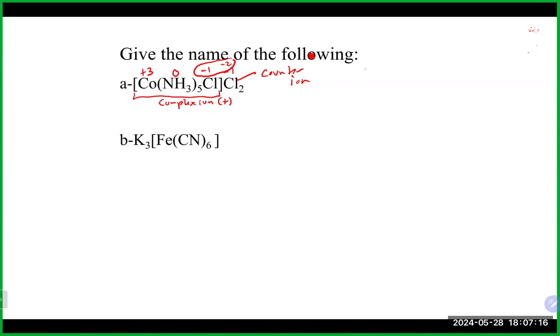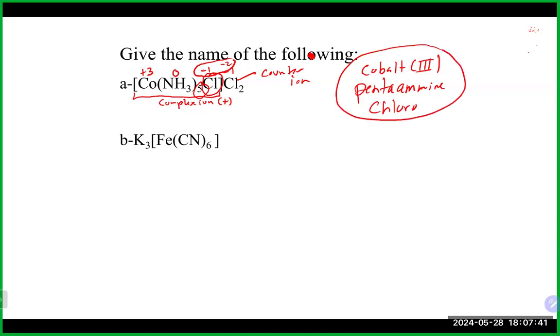In this particular case, then, we could go with cobalt Roman numeral 3 for our metal part, since our complex ion is positive. We do have 5 of the ammonias. 5 is penta, and that is amine for the ammonia. We also have 1 Cl attached, so that is a chloro, and that's pretty much all of the complex ion part.